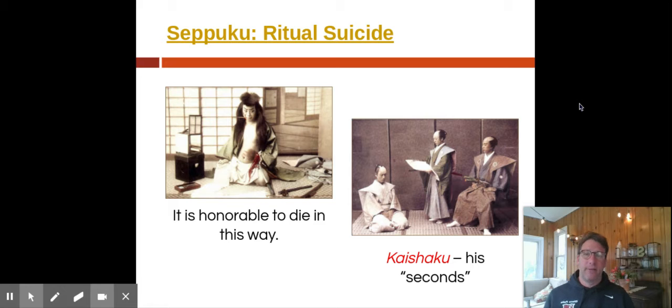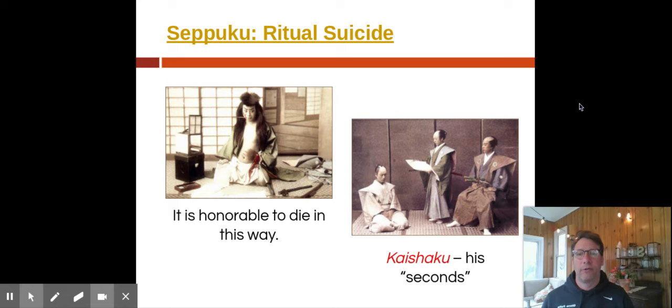On the right-hand side of this slide, we have people called kaishaku. The kaishaku would be what are called the seconds or the assistants. These were people generally a very close friend or brother of the person who was committing seppuku. And it was this person's job to, first of all, oversee this and to be supportive.